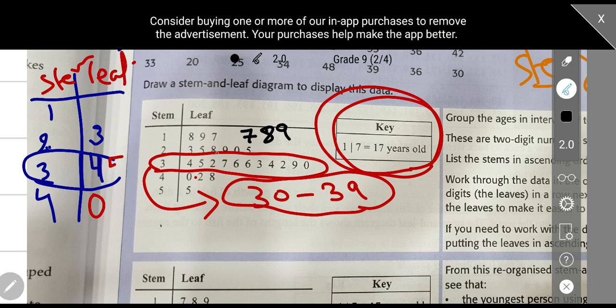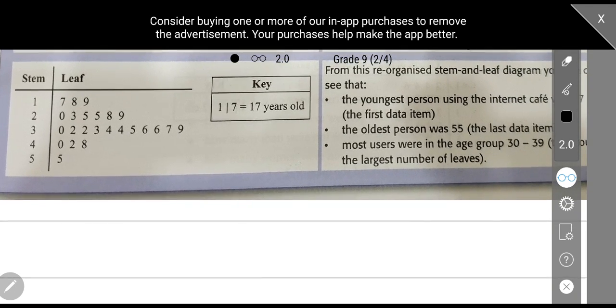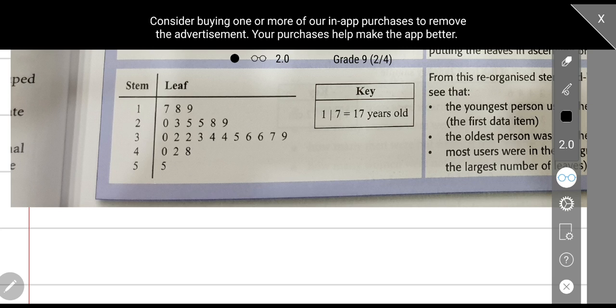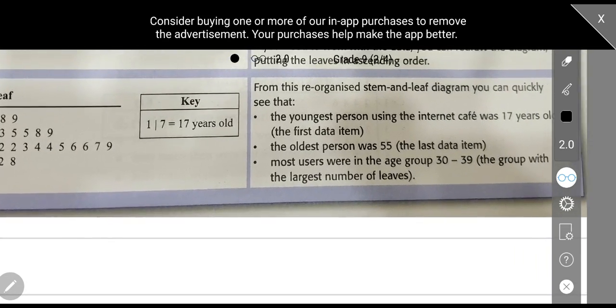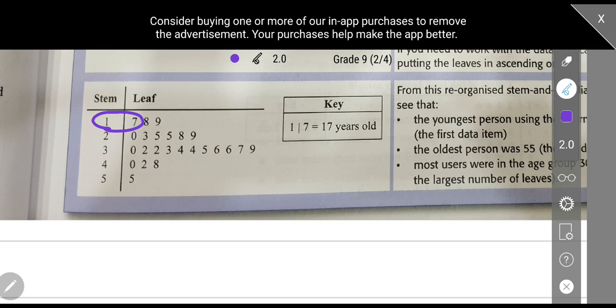This is in order. And here, if I order it, I will write 0, 3, 5, 5, then 8, then 9, and so on. Here they order it: 1, 7, 8, 20, 23, 25, 28, 29, and so on. Simply now you can read the data. What's the smallest age? Simply, it's 17. What's the oldest person's age? It's 55.